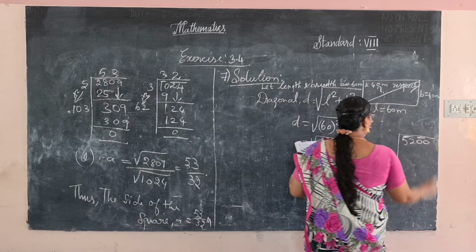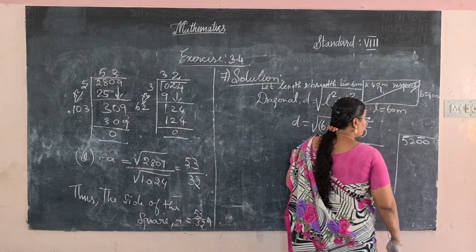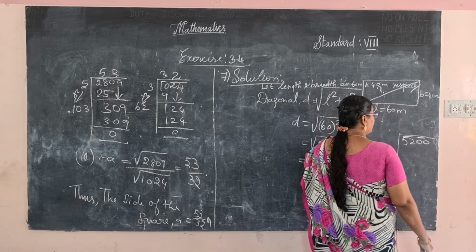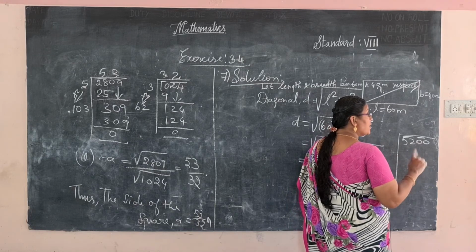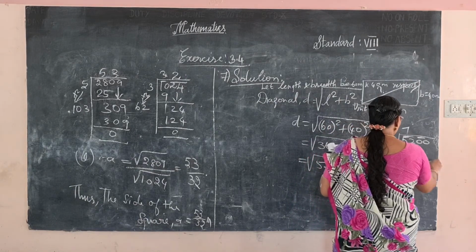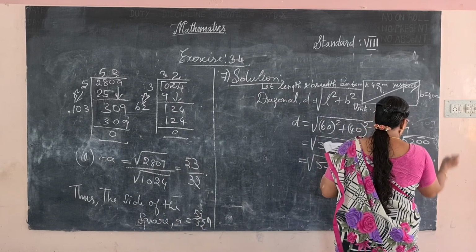Now we have to use the long division method for 5200. Divide the digits in pairs. How many squares in 52? 7 sevens, is it? 6 6s are 36, 7 sevens are 49. So the remainder is 3. Now bring down the 2 zeros.